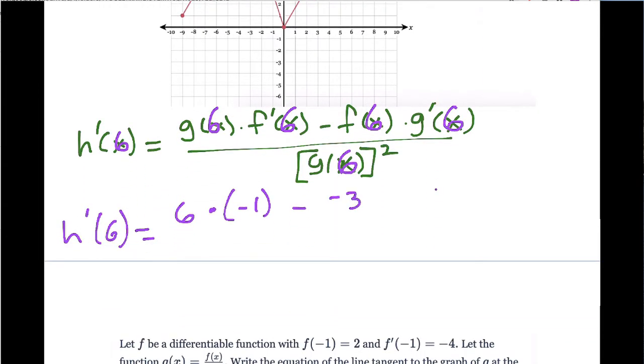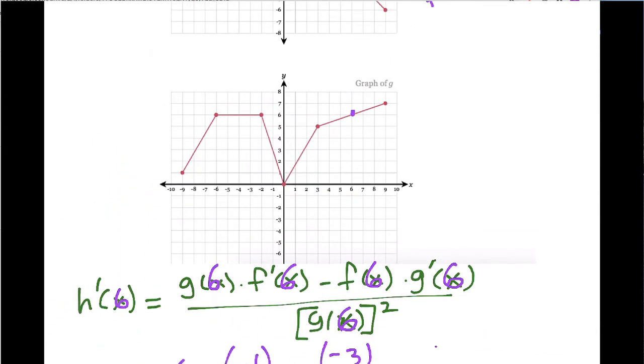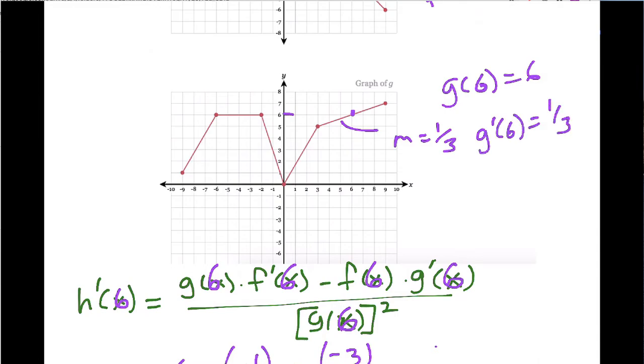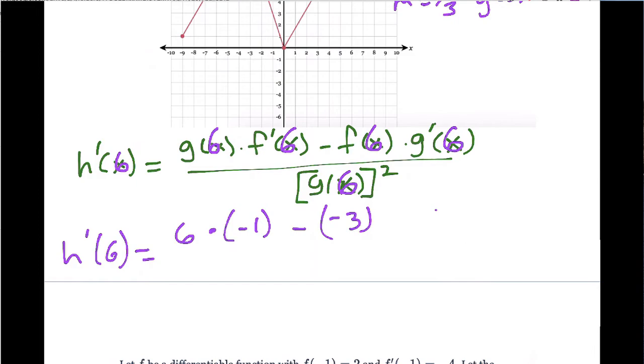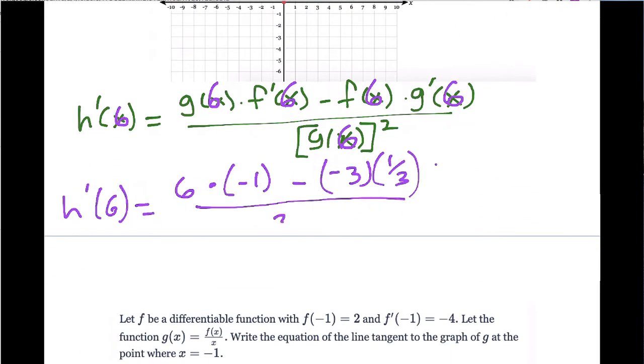So negative 3. G prime of 6. We already know g of 6 is equal to 6. The slope of this line right here looks like we go up 1 over 3. So g prime of 6 is equal to 1/3. And all that is divided by g of 6, which we said was 6, so that's 36.